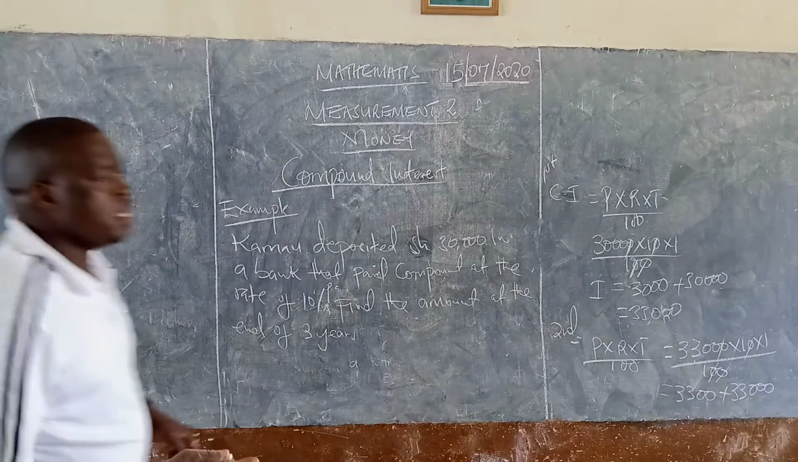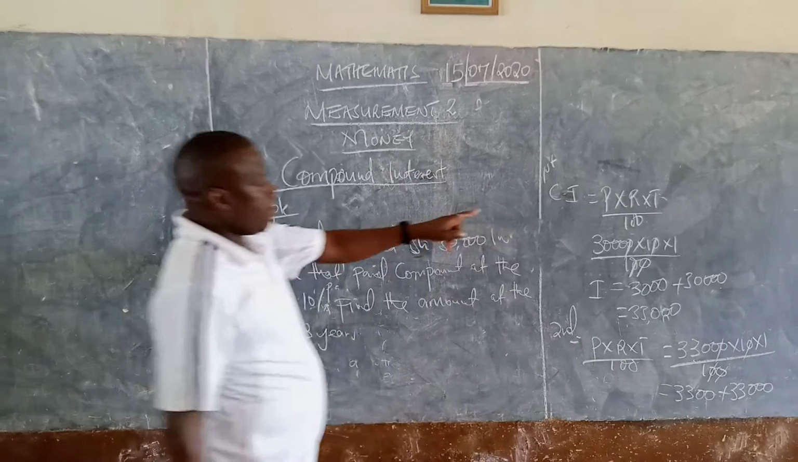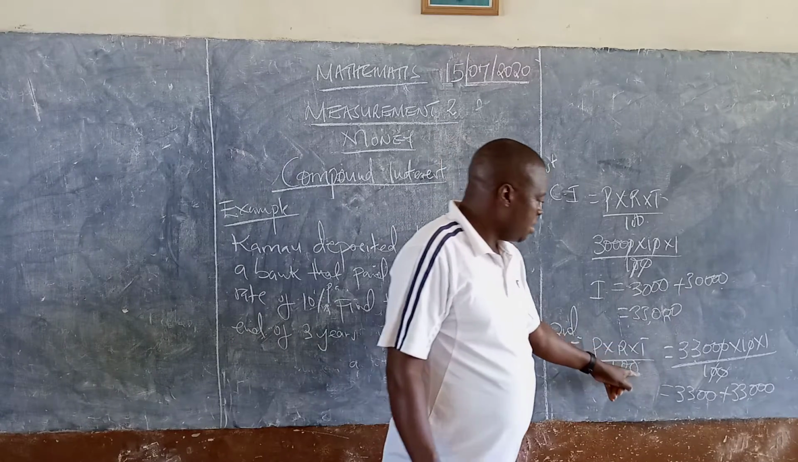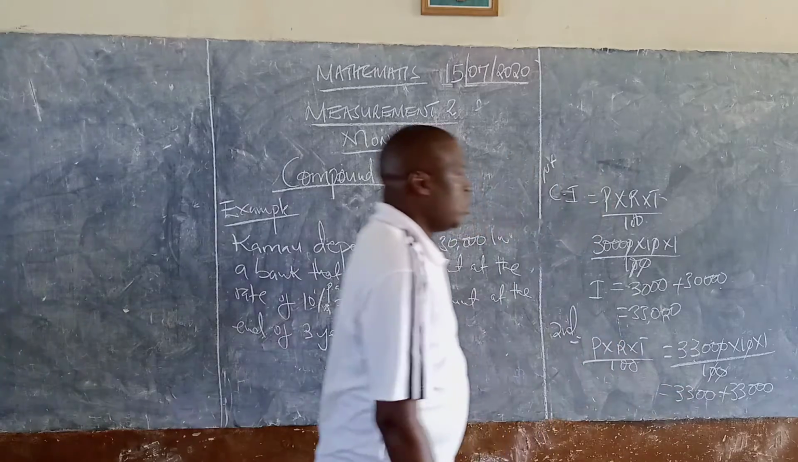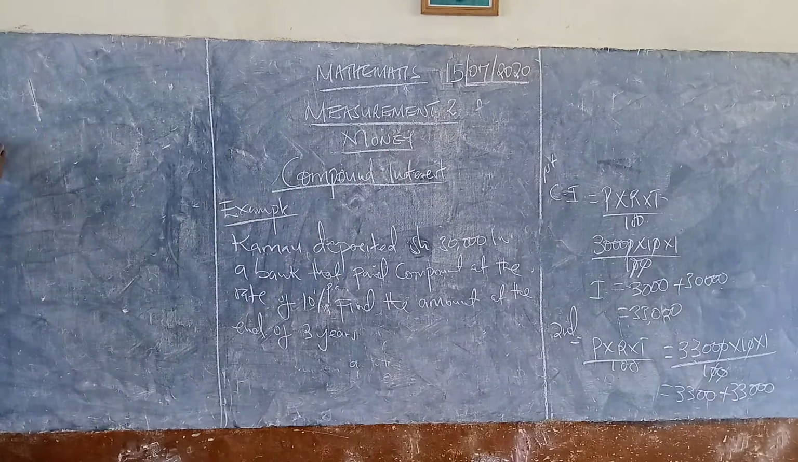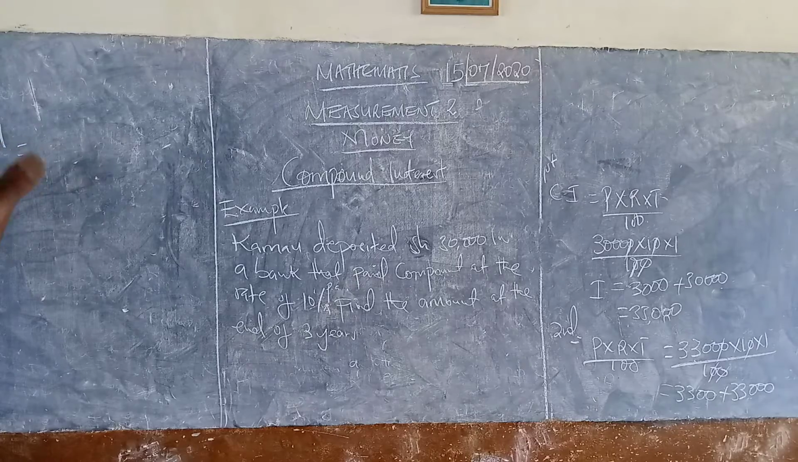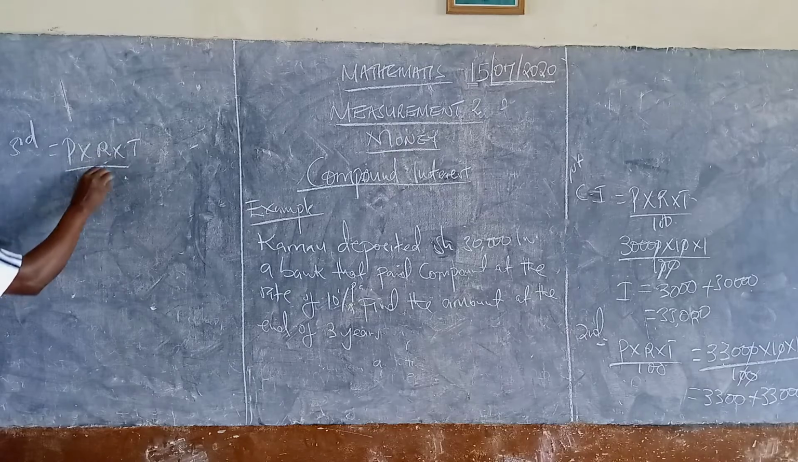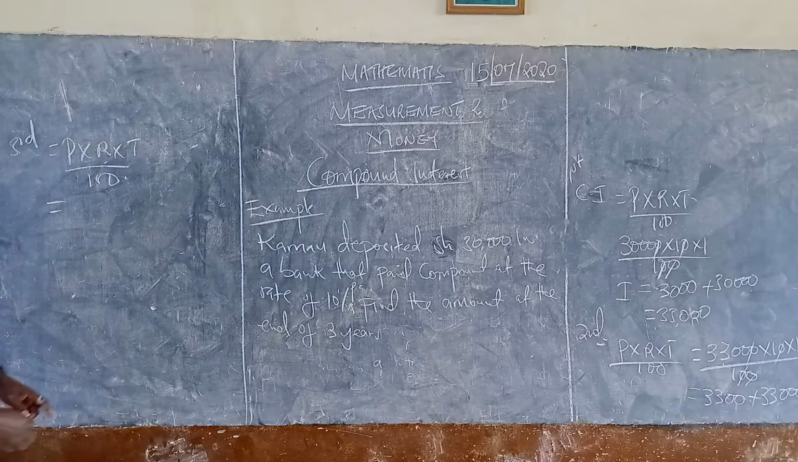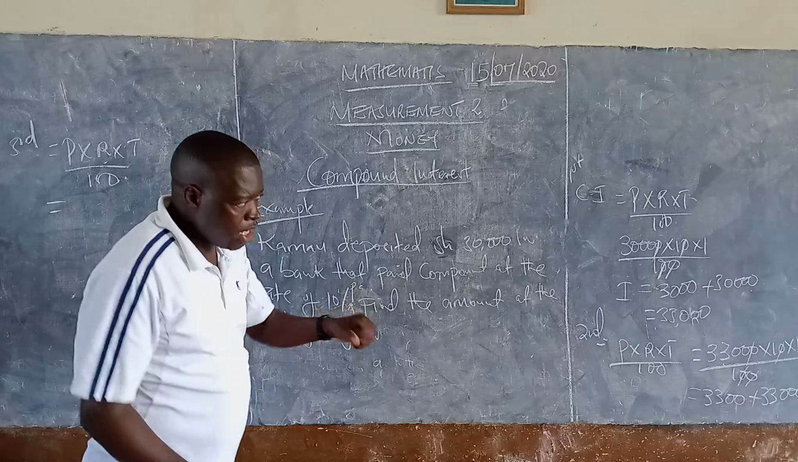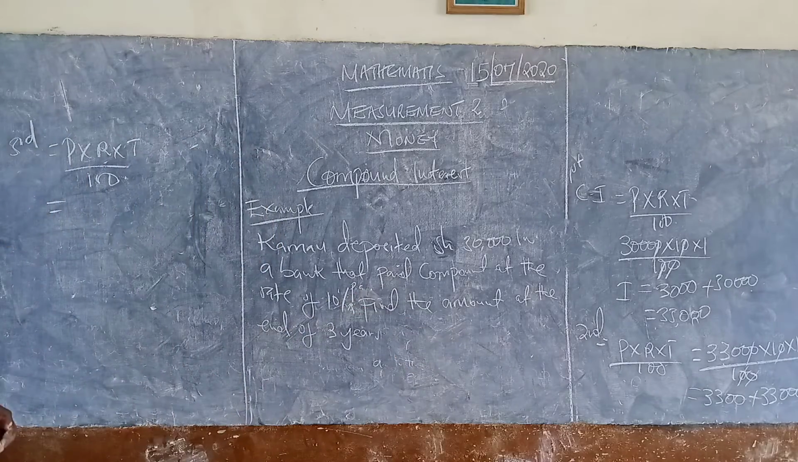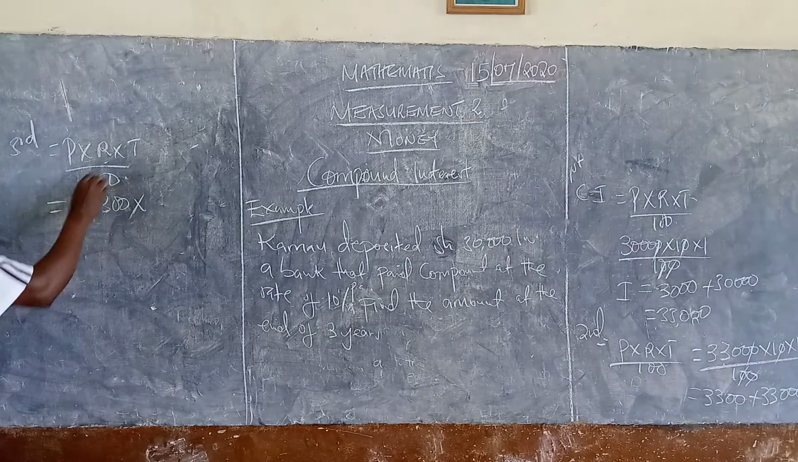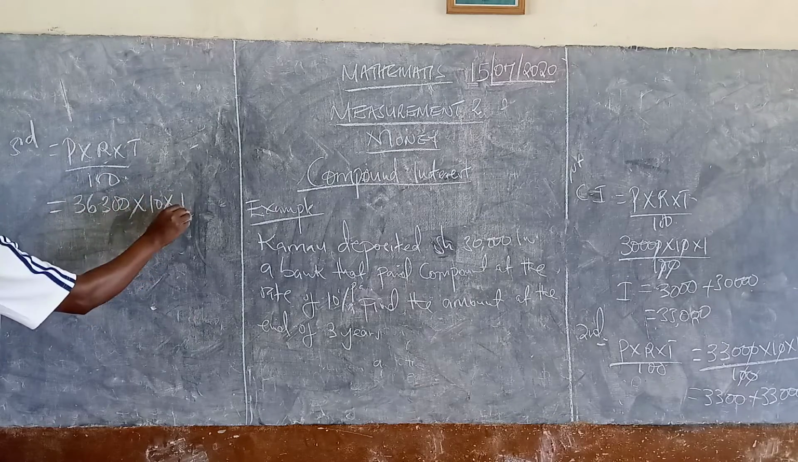Now, the third year. Remember, this is our first year, the interest is 3,000. The second year, the interest is 3,300. So, the third year now, it is again principal times rate times time over 100. Now, our principal at the beginning of the third year is going to be 36,300. Our rate remains the same, 10. Then our time is 1.